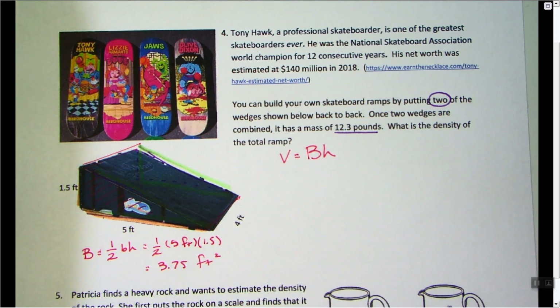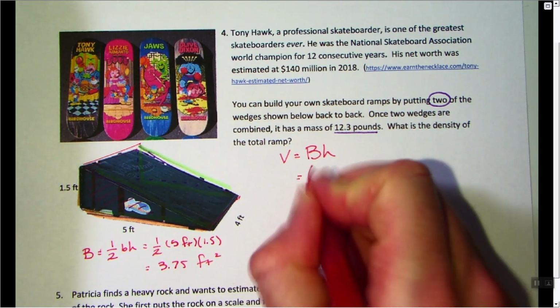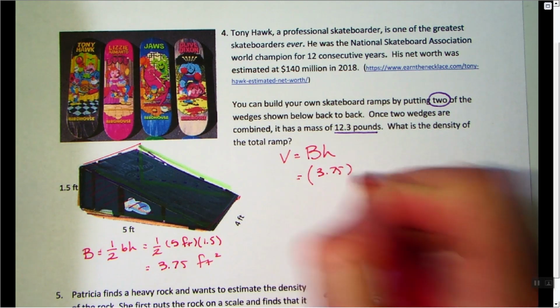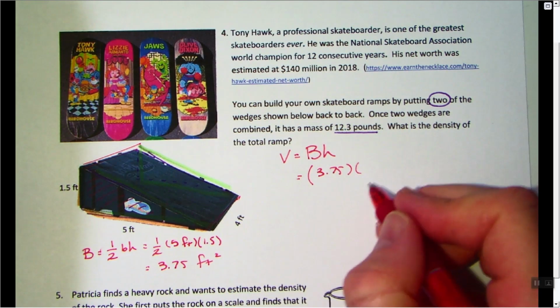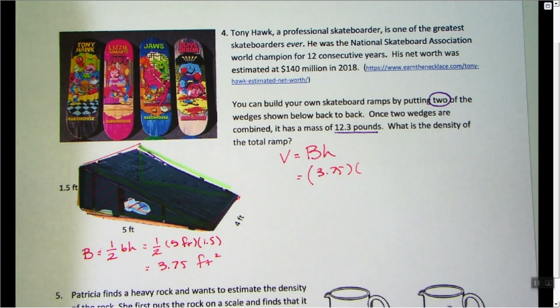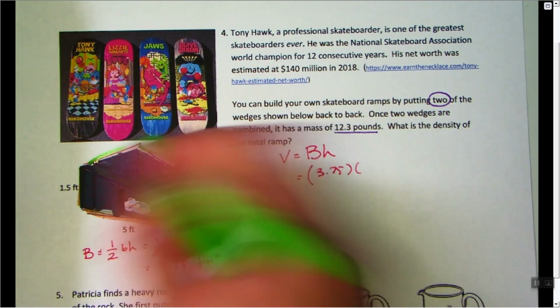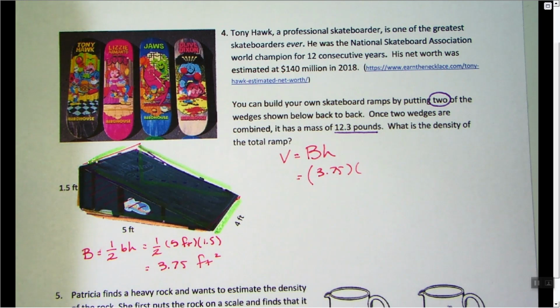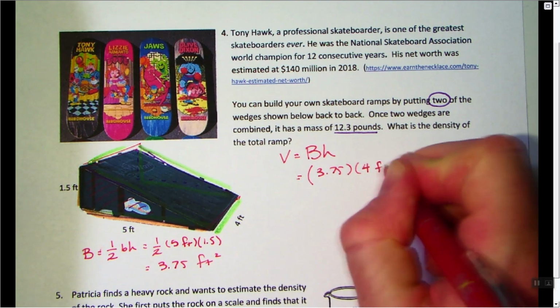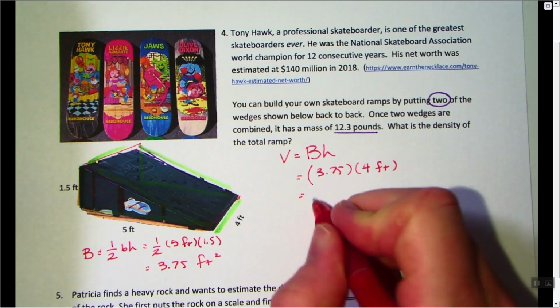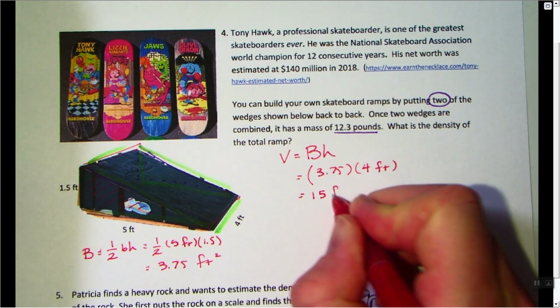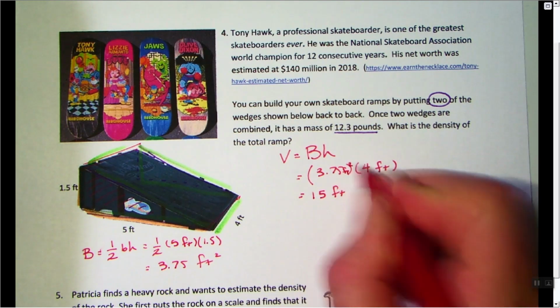Interestingly enough, it's very much like the one we did a little bit ago. Okay, so the area of the base is 3.75. Oh my gosh, almost exactly. That's interesting. Okay, sorry about that. Times the height of the prism, which is 4. Okay, and just like before, we get a volume of 15 cubic feet. Oh, this is feet cubed. Feet squared. This is feet cubed.